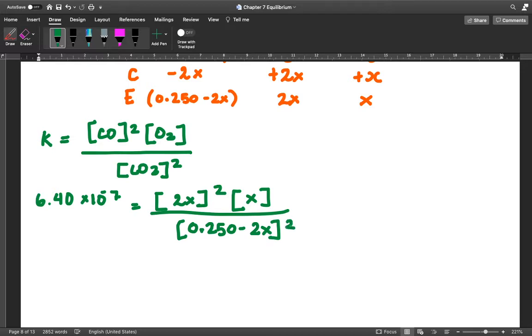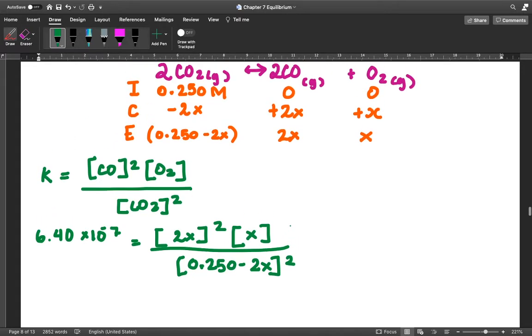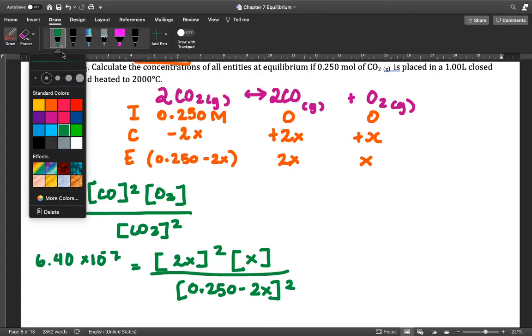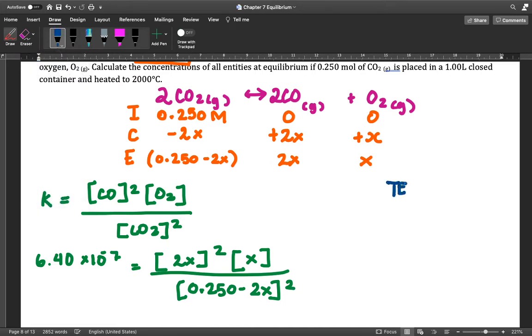So if we take a look here, this is our equation. Remember what we did in our previous example? We had to do a check, right? And our check, or our test, is to compare the concentration to our K value. Let me choose a color here. So I'm going to do my test here. And we know that our concentration initially for carbon dioxide is 0.250 moles per liter, divided by our K value, 6.40 times 10 to the power of negative 7.